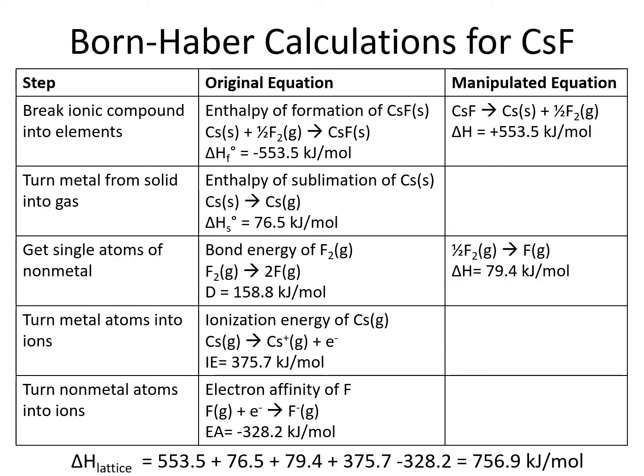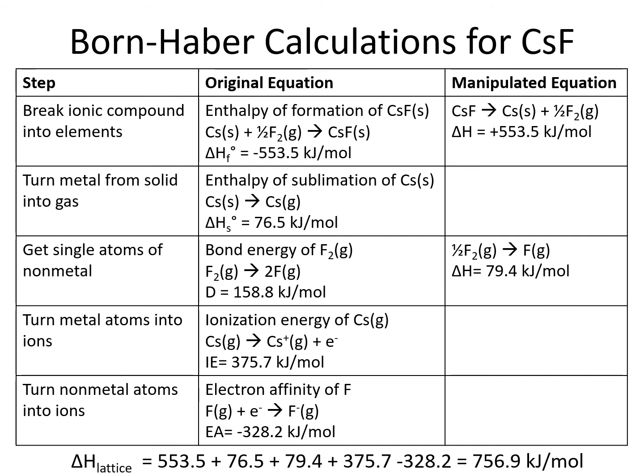This slide basically takes what I just talked about and puts it into word form. We have 5 steps that go into this calculation. We're breaking the ionic compound into its individual elements, and to do that we use the negative of the delta HF value. The original equation has a delta HF value of negative 553.5 kilojoules per mole. But when we reverse the equation so that the cesium fluoride is being broken apart, we have to change the sign on our delta H so it becomes a positive 553.5 kilojoules per mole.